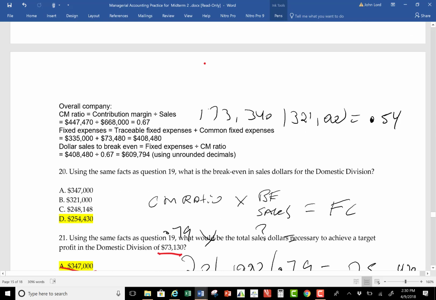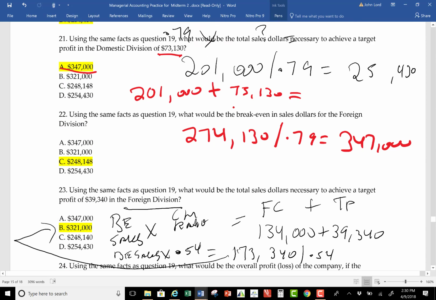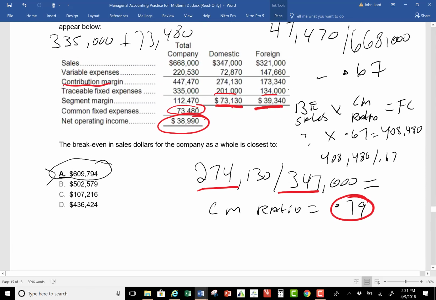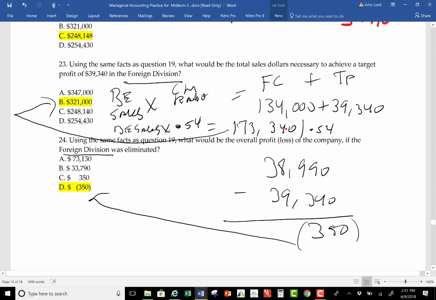And so you come down a little bit more, and I ask you, using the same facts, what would the overall profit or loss of the company be if the foreign division were to go away? Well, if the foreign division goes away, then that profit that we had of $38,990 is going to be reduced by what? $39,340, the foreign division's positive segment margin, right? So we would actually turn a profitable company into a loser, right? By getting rid of a profitable segment.